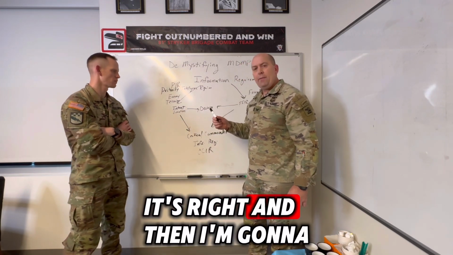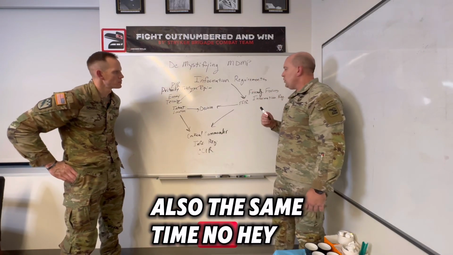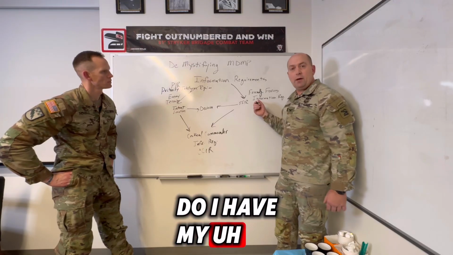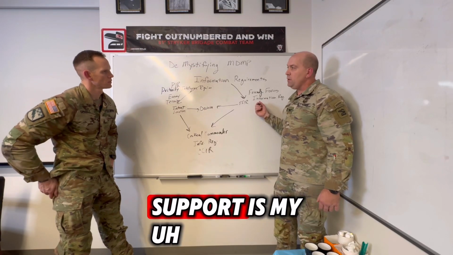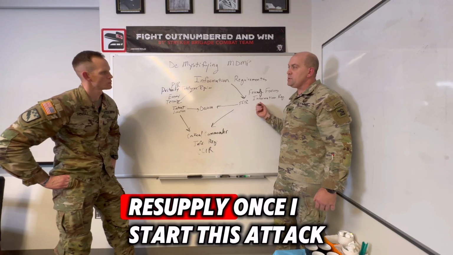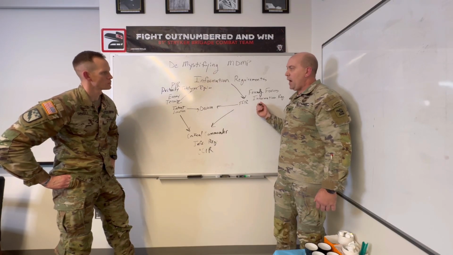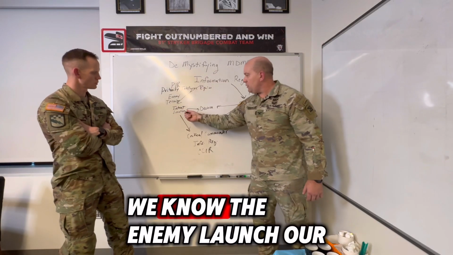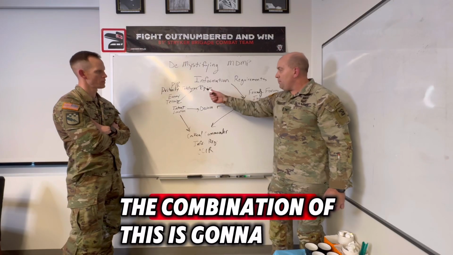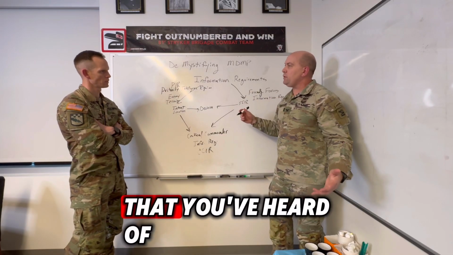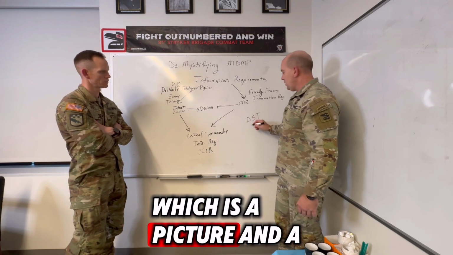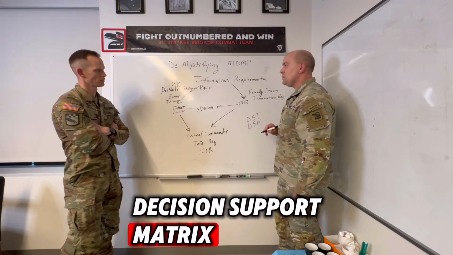All right? And at the same time I'm going to know, hey, do I have my forces in the right position? Do I have my artillery able to provide fire support? Are my log packs ready to go to provide resupply once I start this attack? And when both say, yep, you're good to go, yep, we know the enemy, we launch our decision. The combination of this is a tool you've heard of called a decision support template, which is a picture, and a decision support matrix.